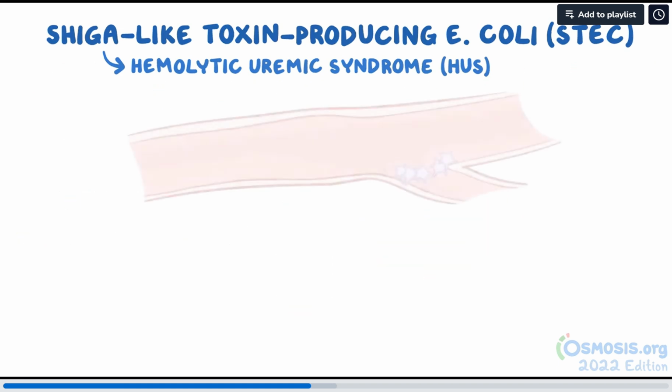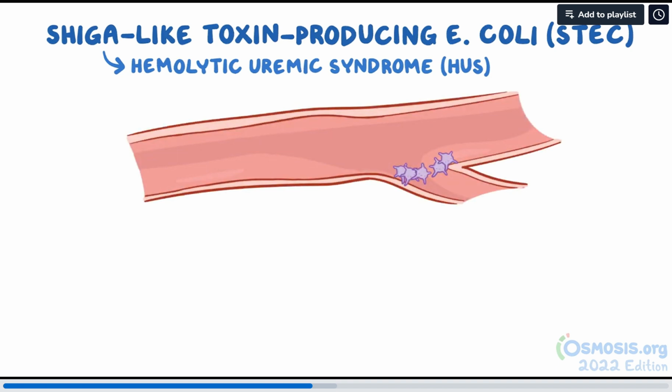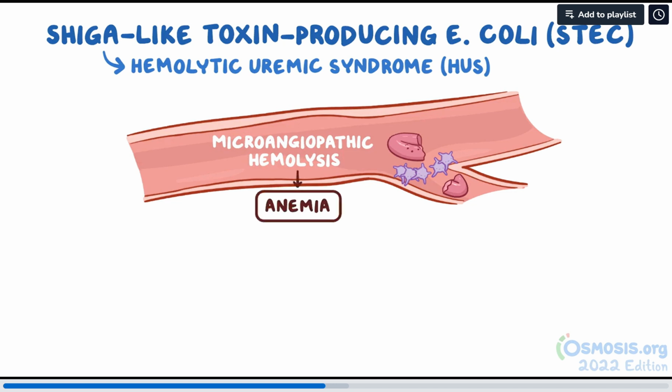Also, these clots can be big enough to obstruct small arterioles. So as red blood cells are forced to pass through obstructed microvessels, they can get sliced into fragments called schistocytes in this process known as microangiopathic hemolysis. As more red blood cells get destroyed, their number reduces, which can cause anemia.